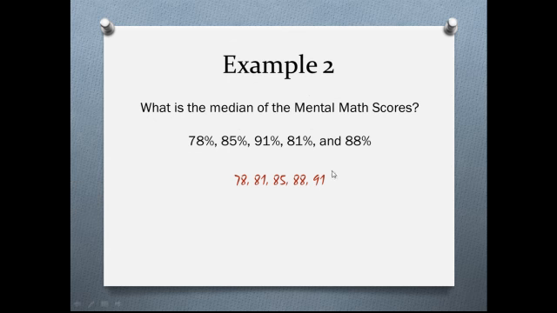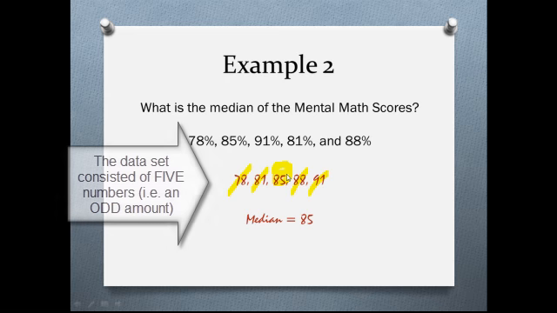And then I'm going to start crossing off first the highest number and then the lowest number. And then I'm going to repeat that, highest number, lowest number, and keep repeating until I have just one number in the middle. So my one number in the middle is 85. So 85 is my median. This was easy because there was an odd number here. I have 1, 2, 3, 4, 5. I had an odd number in my data set.